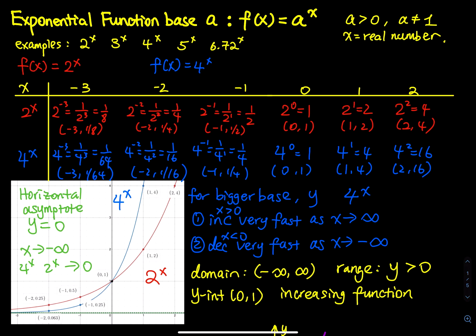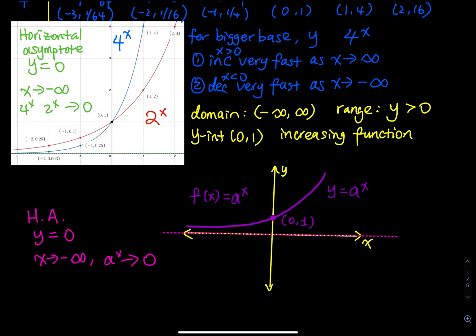So what happens when the base is bigger? Now, for an exponential function in general, we have an increasing function, and the y-intercept is at (0, 1). The horizontal asymptote is at y equals 0, which is the x-axis. As x approaches negative infinity, the function approaches 0. And the whole function is an increasing function.